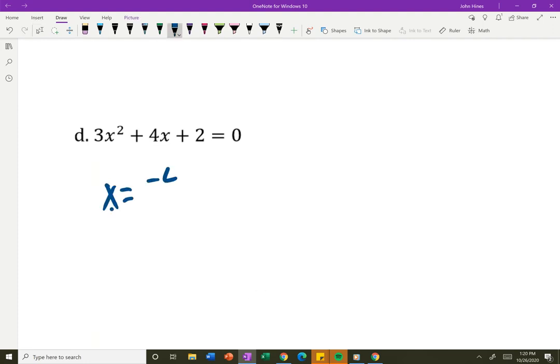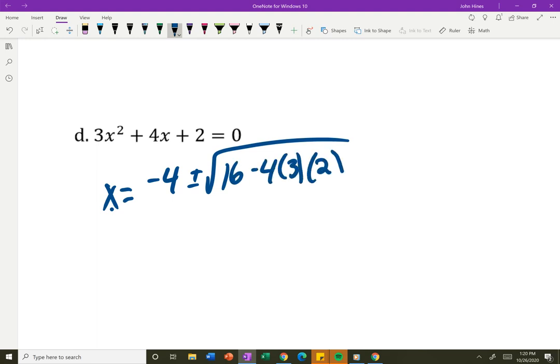x equals negative b plus or minus the square root of b squared minus 4 times 3 times 2, all over 2a, all over 2 times 3, which is 6. So now I need to figure out what my discriminant is. 16 minus 4 times 3 times 2 gives me negative 8. So I get negative 4.